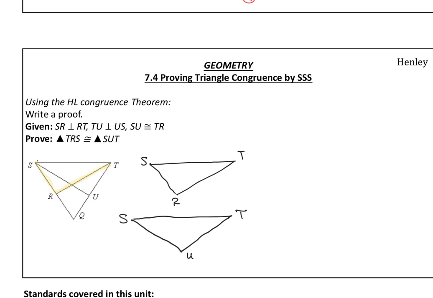Now, in the first triangle, we are showing that SR is perpendicular to RT. So we're going to label that as a right angle, because anytime you have two lines that are perpendicular, they form a right angle. Now, second of all, we have TU is perpendicular to US. So here's TU, and here's US. So those two are perpendicular, which means we have another right angle. So that tells us, first of all, that we have two right angles, which is the requirement for a hypotenuse leg.